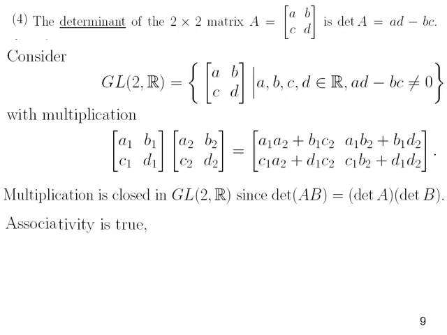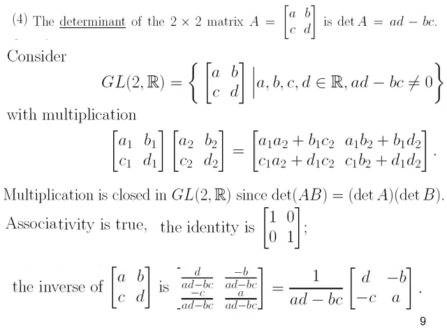since the determinant of AB equals the determinant of A times the determinant of B. Associativity is true. The identity is the identity matrix. The inverse of the matrix A, B, C, D is given by this form. Then this set is a group under multiplication.